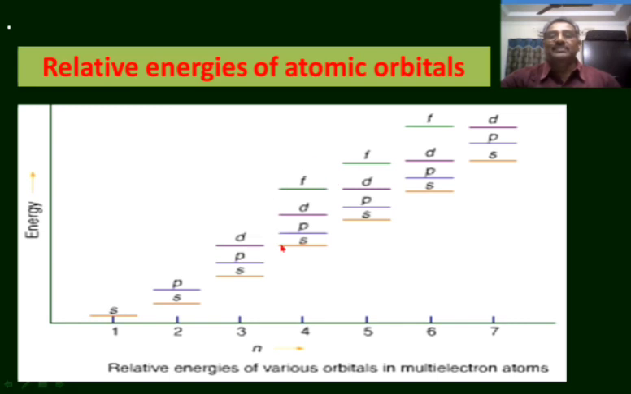So in these 4 different kinds of orbitals, how many orbitals are there in total in the fourth main energy level? There are 16 orbitals.